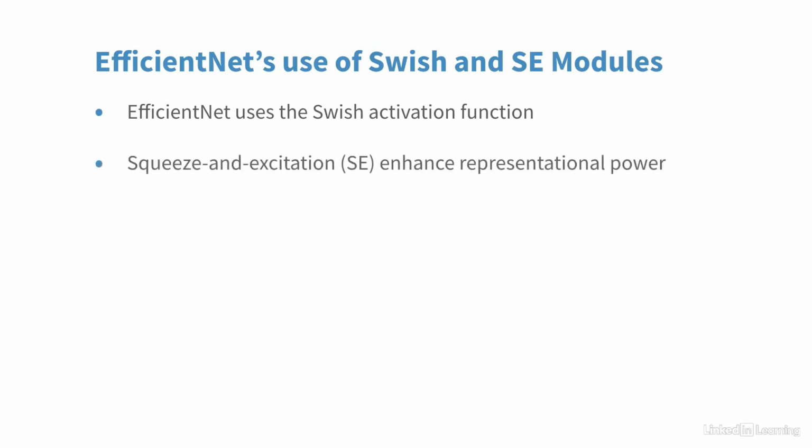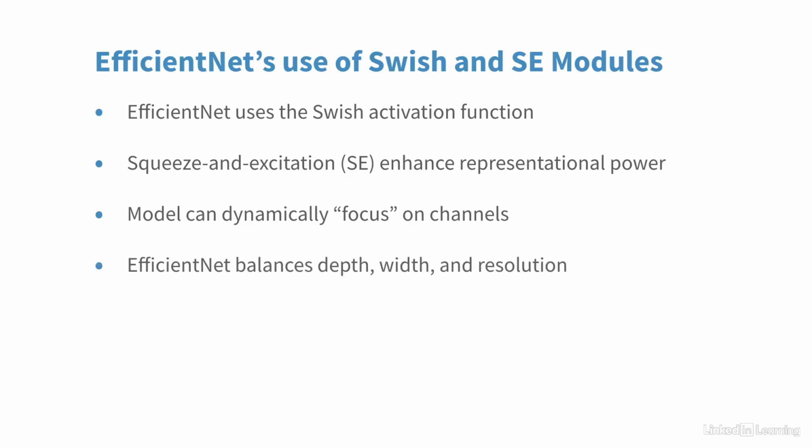The squeeze and excitation module in the MB-conv blocks has been created to enhance the network's representational power. This is achieved by adjusting channel-wise feature responses dynamically. Through this mechanism, the model can focus more or less on each channel in its feature maps, depending on how informative it deems them to be.